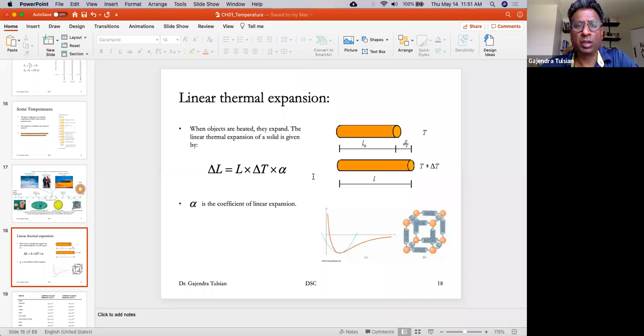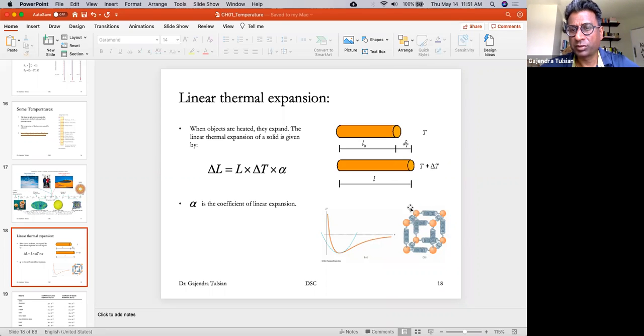All right, so now we'll study a phenomenon. Here is a solid object. Its temperature is T. If you raise its temperature, you see its dimension increases. The length of this object increases by that much. What happened was, when you raised its temperature, you added heat.